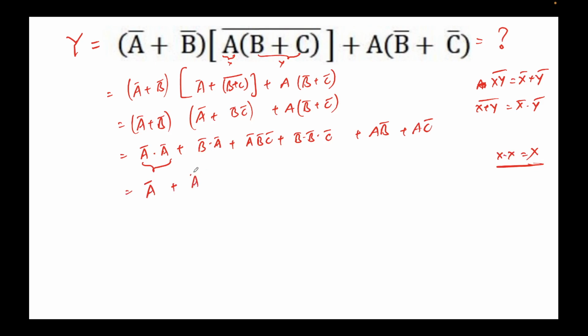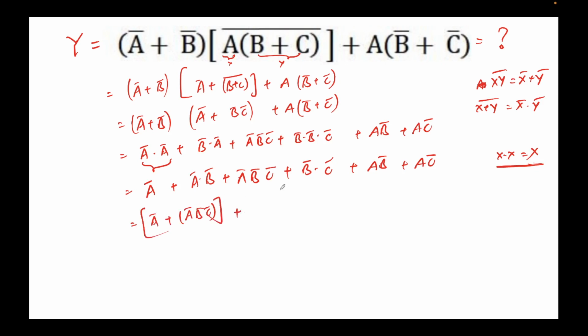Plus, I'll just rearrange these terms for the sake of simplicity, plus A bar B bar C bar. Again, B bar dot B bar is nothing but B bar, so this term becomes B bar C bar, plus A B bar plus A C bar. Now let's have a look at this expression. I'll bring this term here first, so I'll write A bar plus A bar B bar C bar, plus, again, let me combine this term and this term.